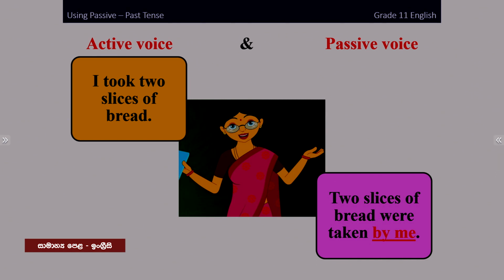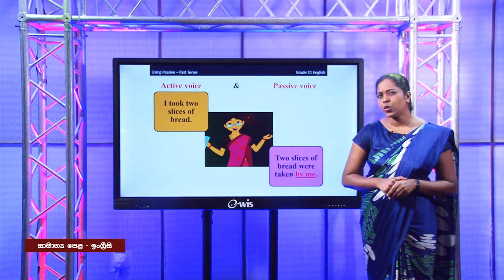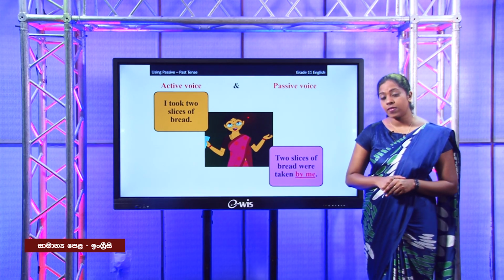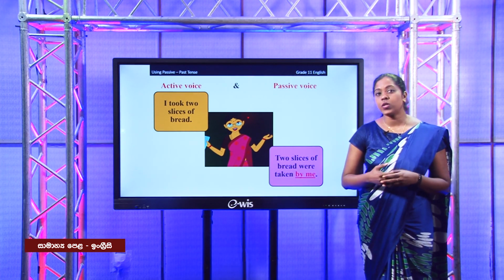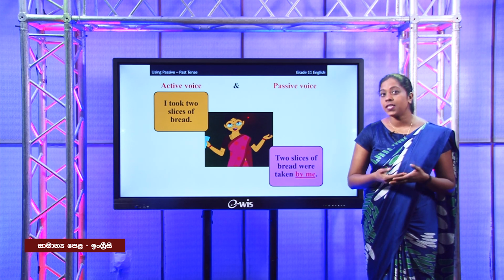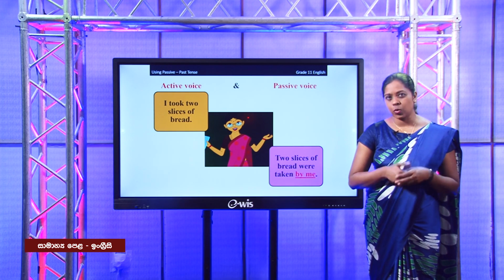Fine. In order to make it clear, I have taken just one sentence from each paragraph. The first one is, I took 2 slices of bread. We call it the active sentence or active voice sentence. Why is it? If you observe this sentence carefully, children, you can understand that we have a subject pronoun there. I took 2 slices of bread. So, the subject of the sentence is the actor here. So, the action is done by Nethuli.